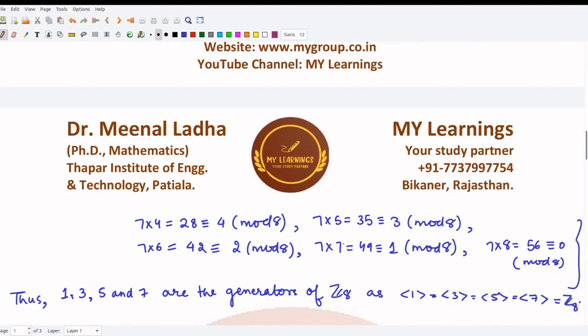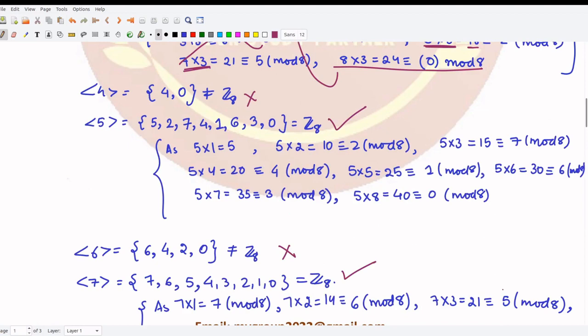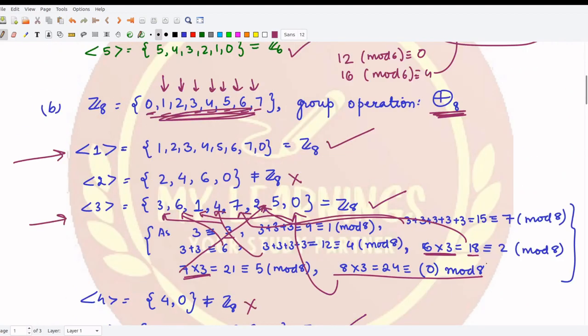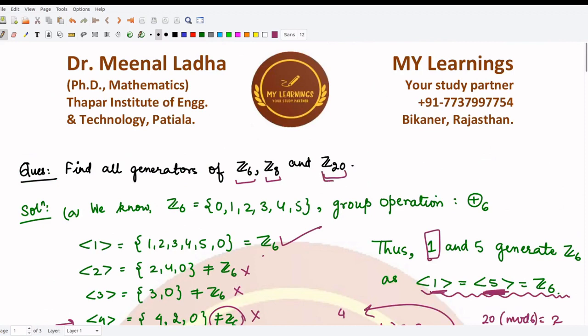Thus the procedure is the same. So here you see that we have 1, 3, 5, 7 as the generators of Z8 because they generate the whole of our Z8, correct? So this gives you the answer for part B. Next we have Z20. For Z20 we even have a lengthier process.